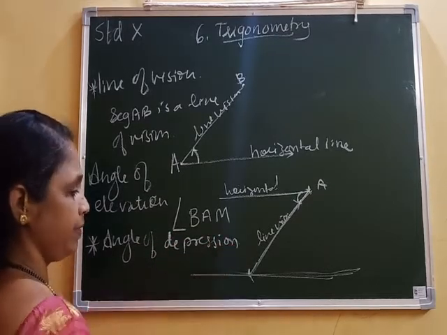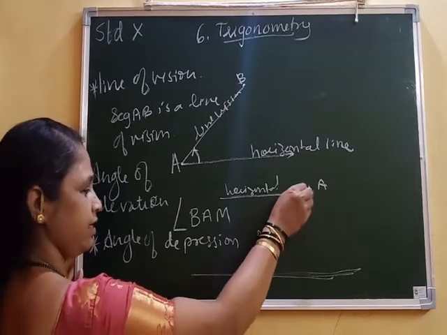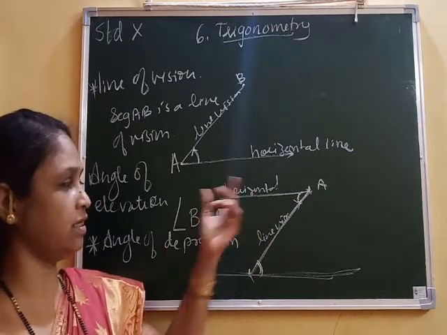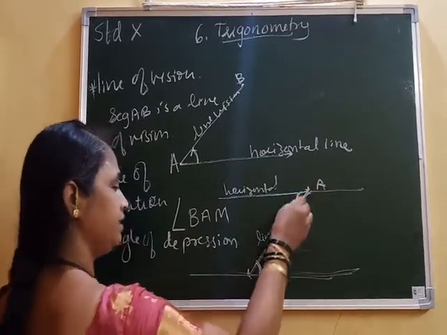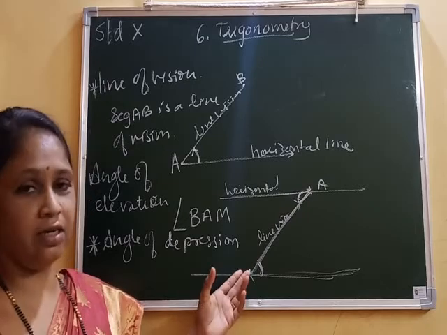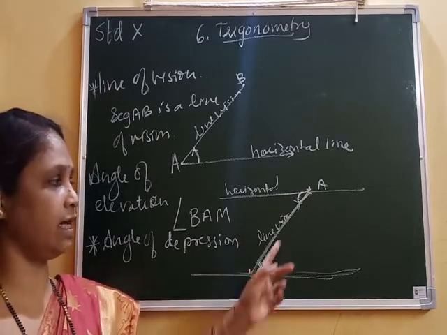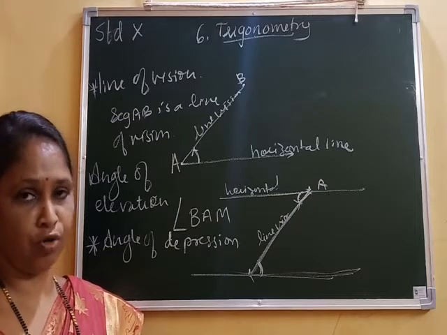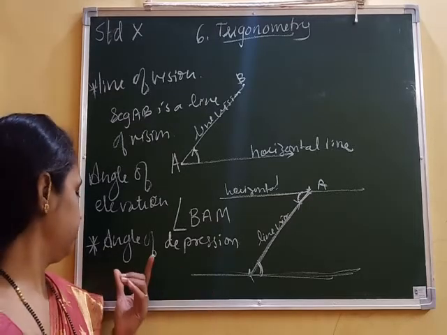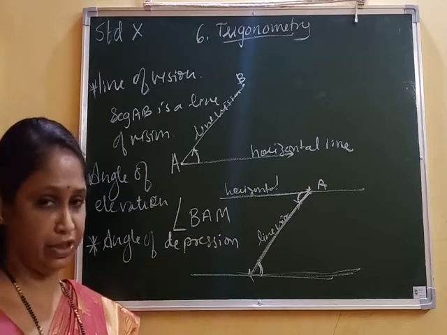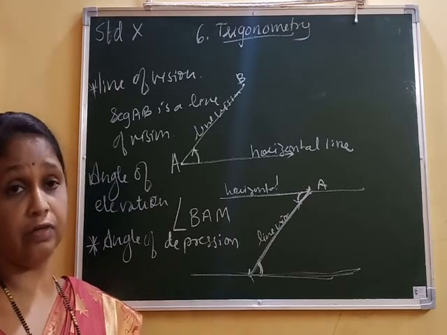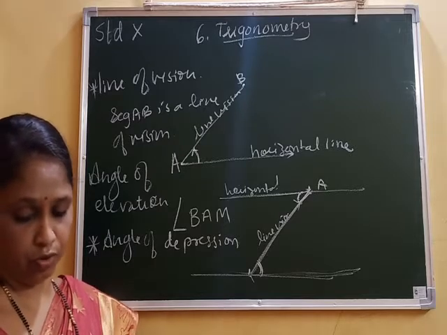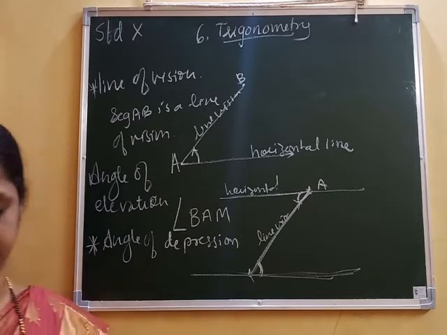Now see, which type of angles are these? They are alternate angles, as this line is parallel to the horizontal line and the line of vision is the transversal. So these angles are alternate angles, and alternate angles are congruent. Therefore this angle of depression equals the angle of elevation. In all these cases you have to draw rough figures. Now let's see how to solve an example.